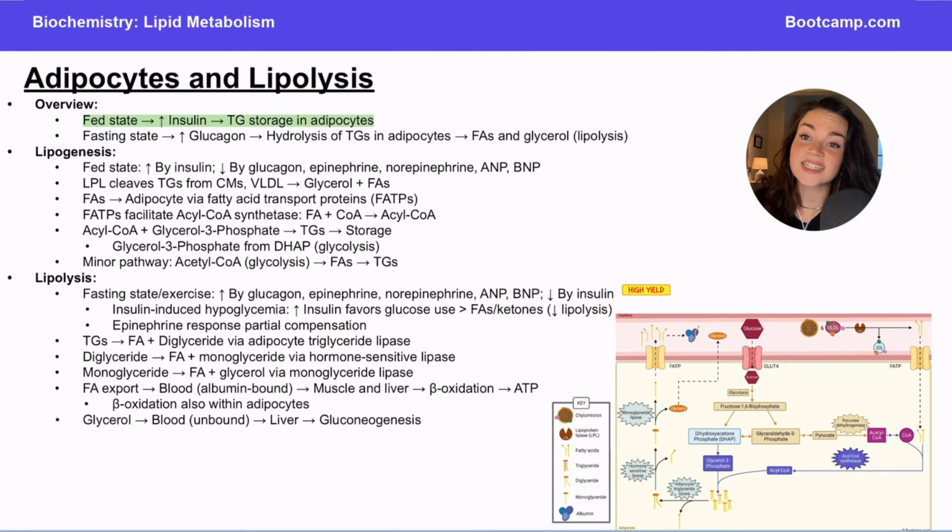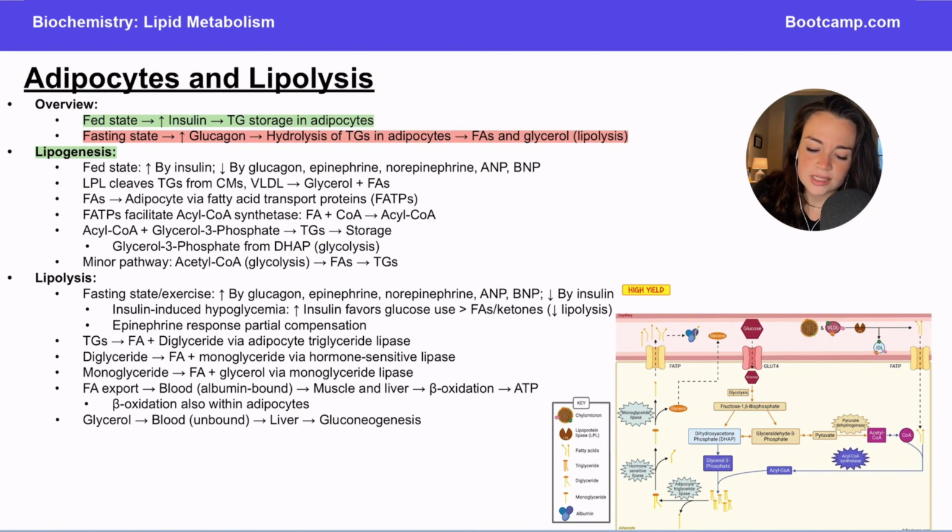And then in the fasting state, when it's been a while since our last big fatty meal, the hormone that mediates that is glucagon, and that will trigger the cleavage of those storage triglycerides within the adipocytes and liberate free fatty acids as well as glycerol in a process called lipolysis, right? Remember, your triglyceride was just this glycerol backbone with 3 fatty acid tails. So we'll break that apart and liberate those all out for energy. So let's start by talking about lipogenesis, or the storage of triglycerides.